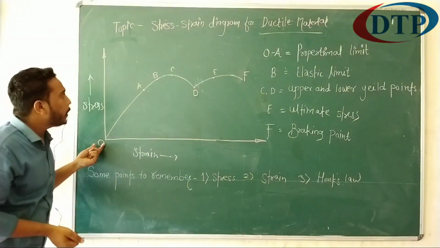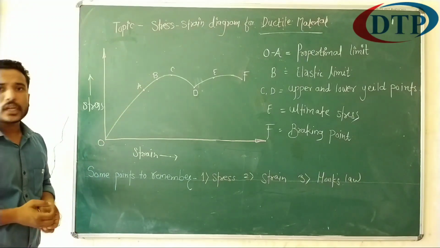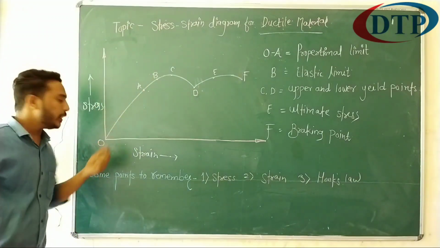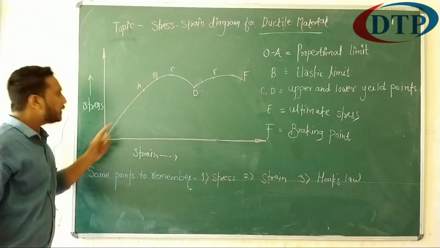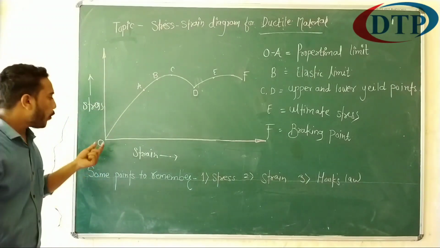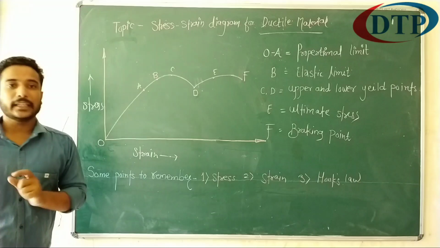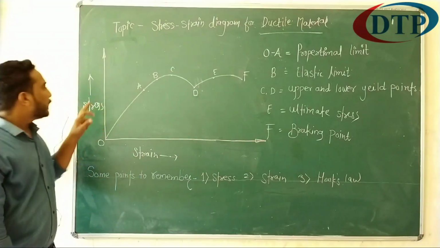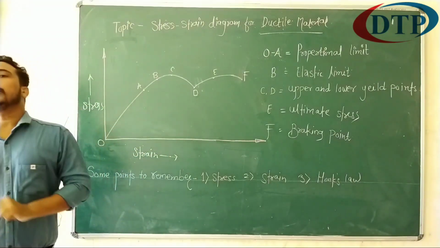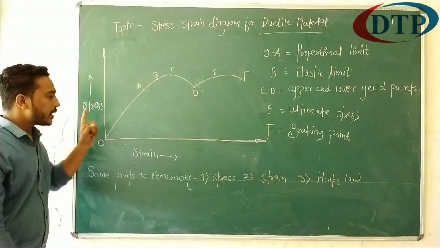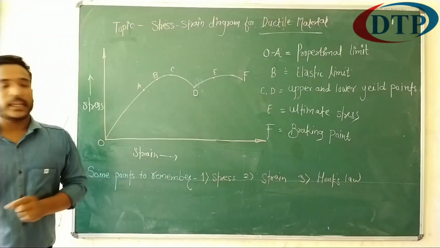From point O to A. When we see this diagram clearly, from point O to A, there is a straight line. That gives us idea stress is directly proportional to strain. Okay, stress is directly proportional to strain.